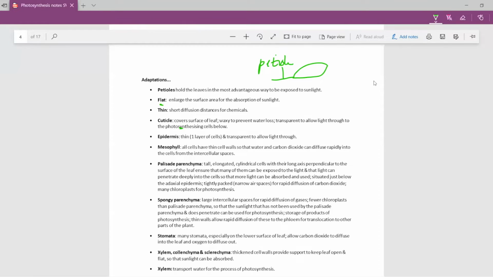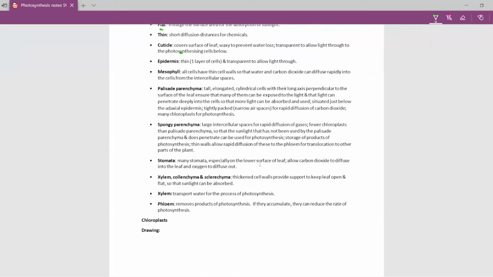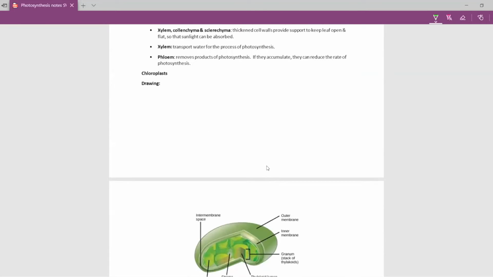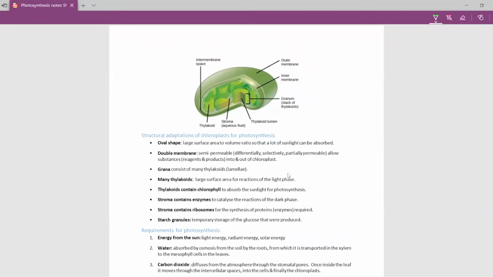We spoke about the mesophyll, which is the palisade and spongy. We spoke about the stomata. There are more stomata on the bottom of the leaf because it's cooler and it can reduce water loss. So let's look at the diagram of the chloroplast.